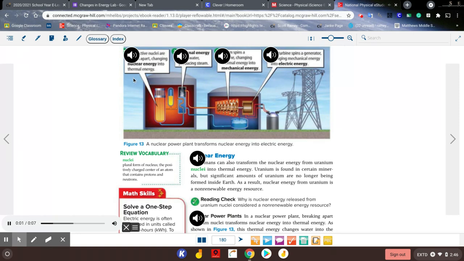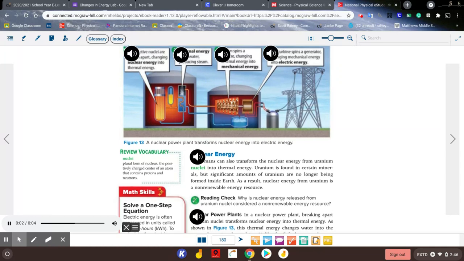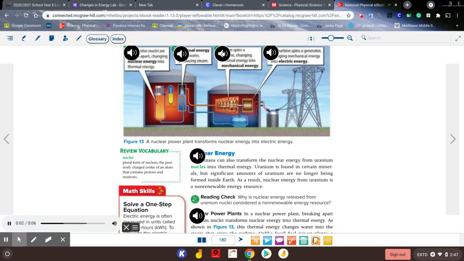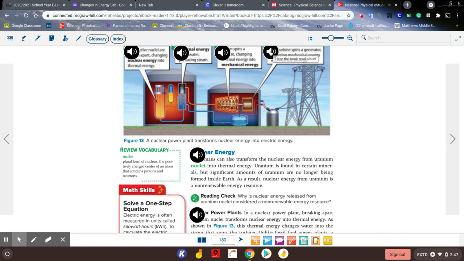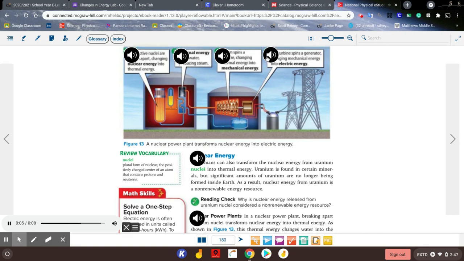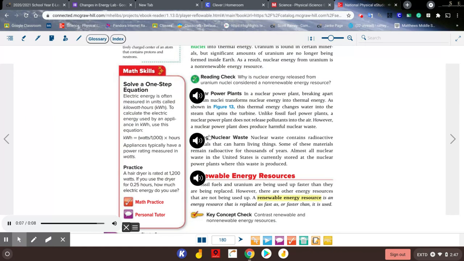Number 1. Radioactive nuclei are broken apart, changing nuclear energy into thermal energy. Number 2. Thermal energy heats water, producing steam. Number 3. Steam spins a turbine, changing thermal energy into mechanical energy. Number 4. The turbine spins a generator, changing mechanical energy into electric energy.